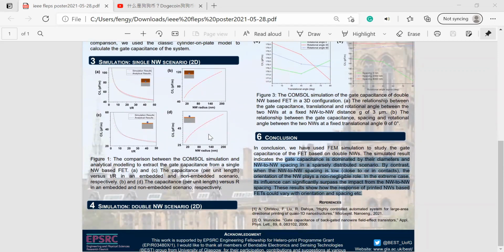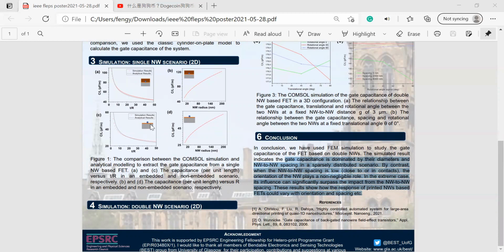So let's go to Figure 1. Figure 1 shows the single nanowire-based FET, and it is further categorized into two main parts. The first part is what we call the embedded case, which means that the nanowire is embedded in a uniform dielectric layer as shown in the figure here. And the other type is called the non-embedded case, which means the nanowire is mostly floating in the air except for the bottom surface, which is in contact with the bottom gate dielectrics.